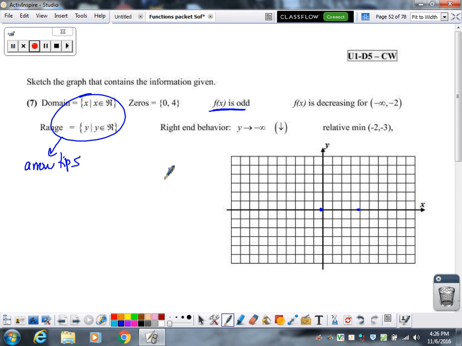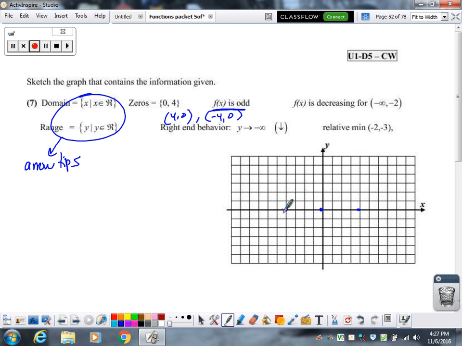And because f of x is odd, if I know that (4, 0) is on the graph, what's the other point that is the reflection through the origin? We negate both the x and the y. So the point (-4, 0) is also on the graph because we're told that our function is odd. 1, 2, 3, -4. That helps us out.